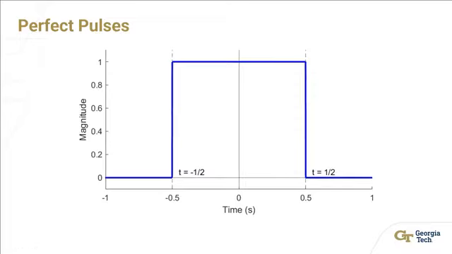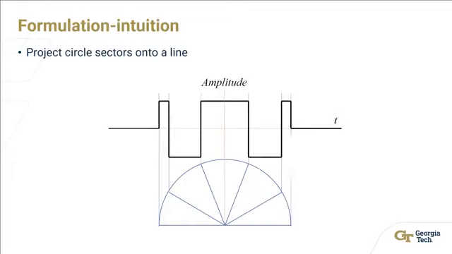What is a perfect pulse? Shown here is a square wave pulse. It is centered at t equals 0 and has a duration of 1 second. It has transitions at -1/2 and 1/2. This pulse also happens to be a p0 perfect pulse, which is the lowest order perfect pulse. What makes this a p0 pulse is the fact that there are 0 internal transitions. The signal goes high and stays high until the end of the pulse.